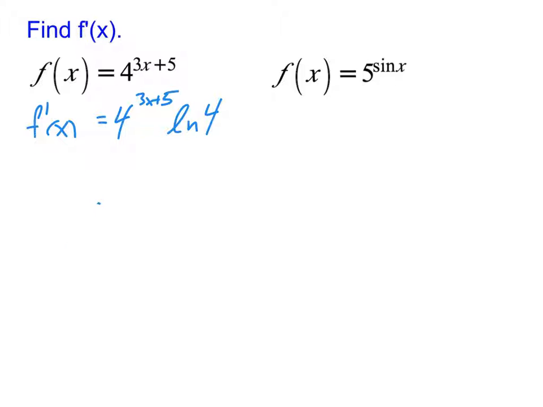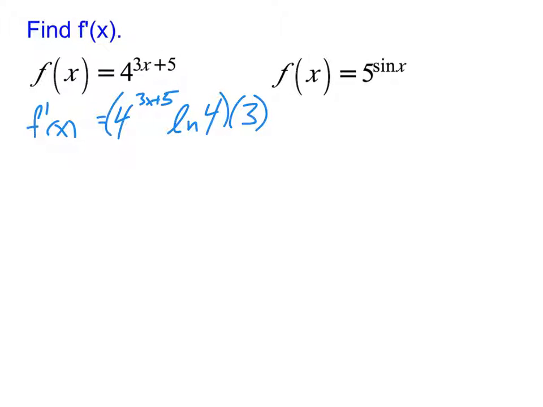So that was our outer function, 4 to the power of something. But now I have to multiply that by the derivative of the inner function. Now the inner function here is where x would normally reside. Here it's the 3x plus 5. So what's the derivative of 3x plus 5? Yep, it's just 3. And so then this just gets multiplied by 3.